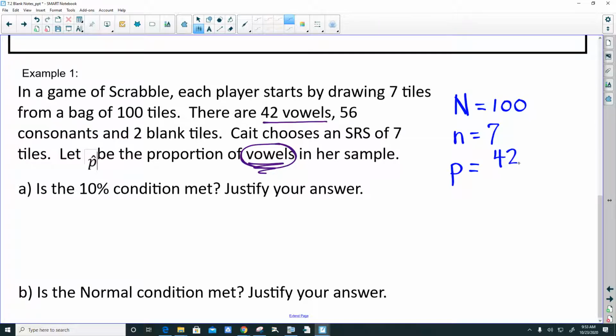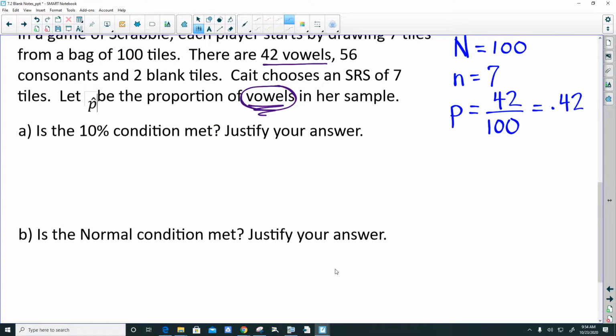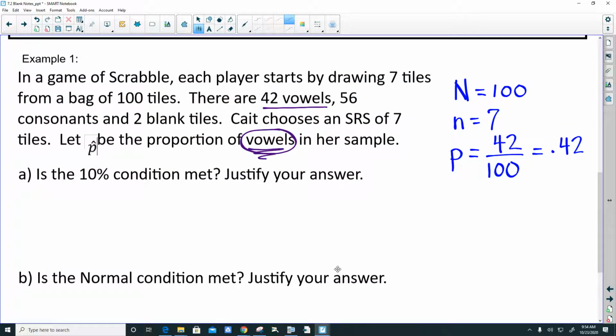That's 42 vowels out of the 100 total tiles. P, not P hat, is 42% or 0.42. Okay, so let's practice and see if we can check the 10% condition here and justify our answer. Remember, the 10% condition is linked to finding the standard deviation. Okay? So here's our 10% condition.